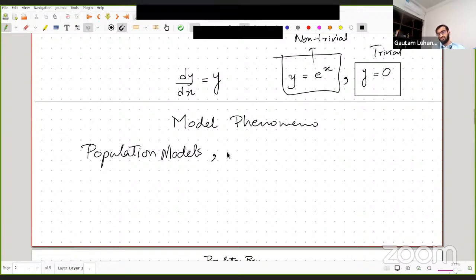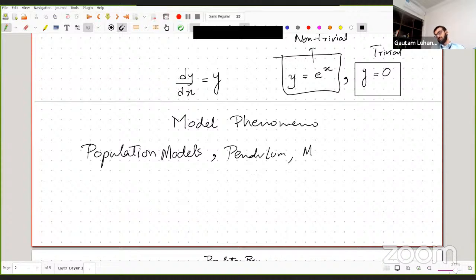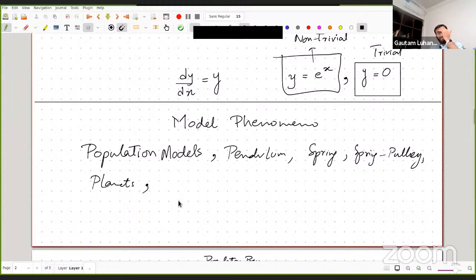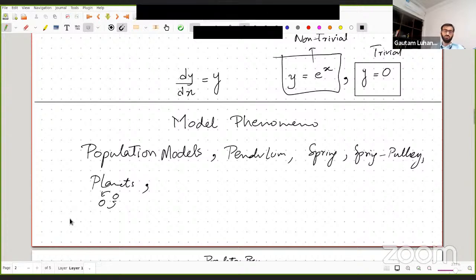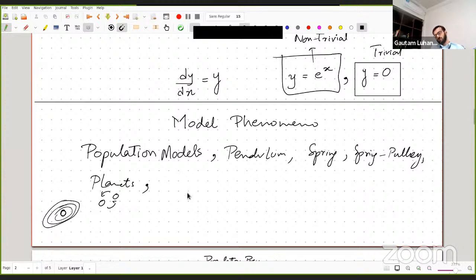If you have some physics phenomena, let's say you want to describe the motion of a pendulum, a spring system, or a spring pulley system, or the motion of planets orbiting around each other, like a binary star system where two planets are orbiting each other, or a solar system where you have a sun in the middle and planets around it, and all sorts of applications.